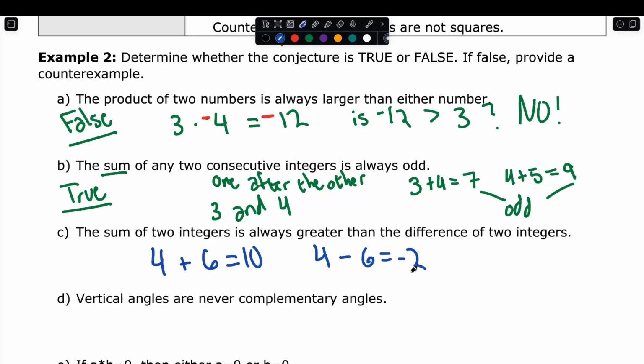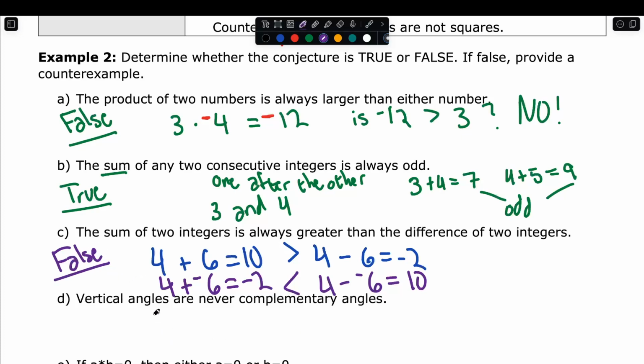So can I manipulate this so that I get a different experience? I can prove this wrong. Sure, if I make the 6 negative, 4 plus a negative 6 is going to give me a negative 2. 4 minus a negative 6 is going to give me a positive 10. Well, the sum in this case, where the top one was greater than the bottom one, is now less than. So we've proven that this is false.